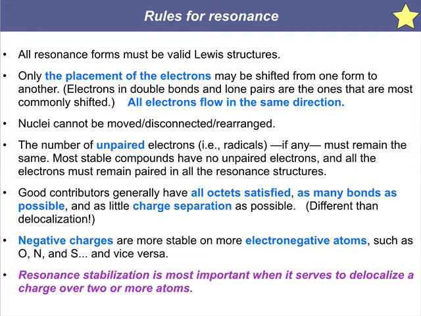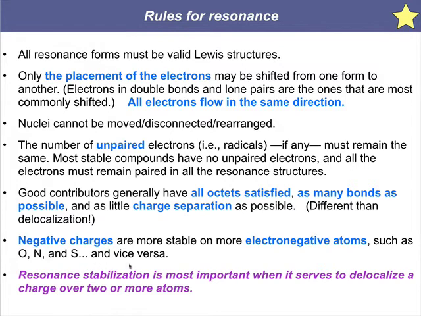Good contributors, again, generally have all octets filled. Again, there's a weasel word there. As many bonds as possible, that helps us have octets, and as little charge separation as possible. Now, charge separation is different than delocalization. Delocalization is when we are moving the electrons from one structure to the other. Charge separation is where we have a negative charge next to a positive charge, or a negative charge a few atoms away from a positive charge. Negative charges are more stable on electronegative atoms. That's stuff that we've talked about before.